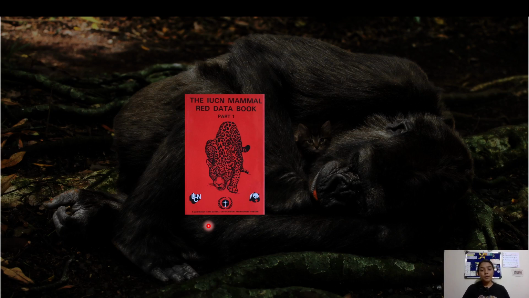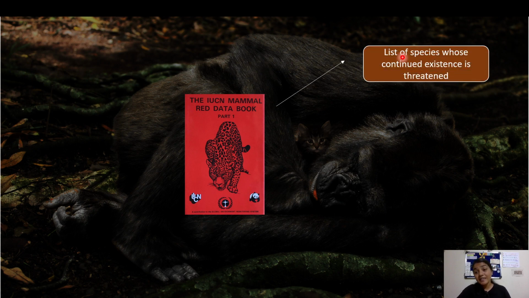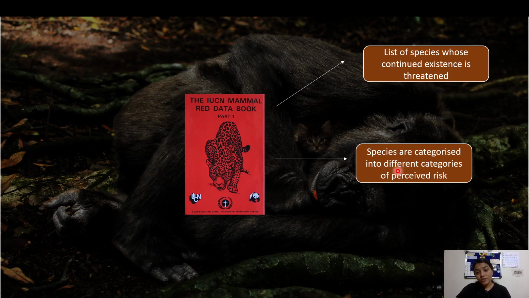So the IUCN red data book is basically a list of species whose continued existence is threatened, right? So this particular book has a list of all those species whose existence is threatened, which means that whether they will survive or not depends upon whether they are getting their habitat or not, whether we are going to conserve them or not. So they are almost on the verge of extinction. This IUCN Red Data Book includes species that are categorized into different categories of perceived risk.